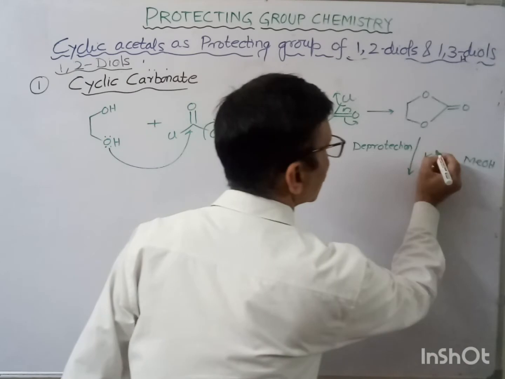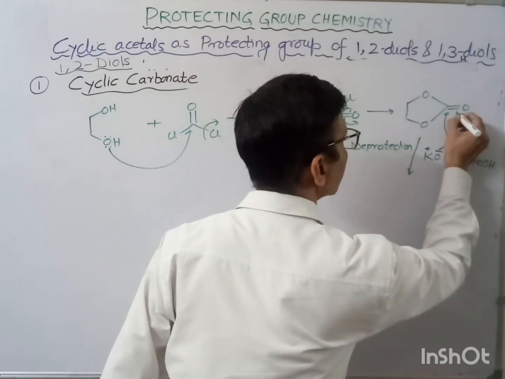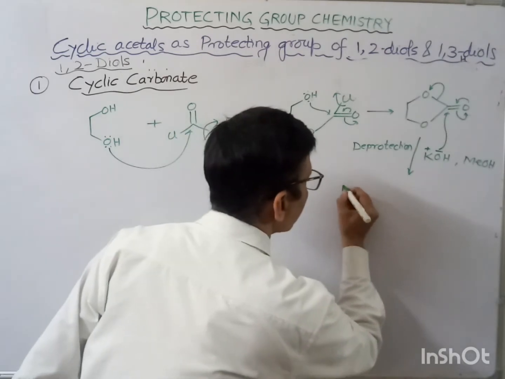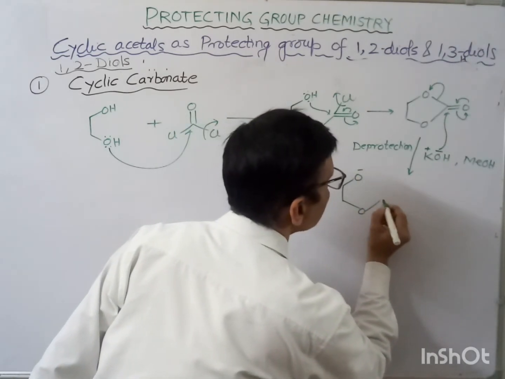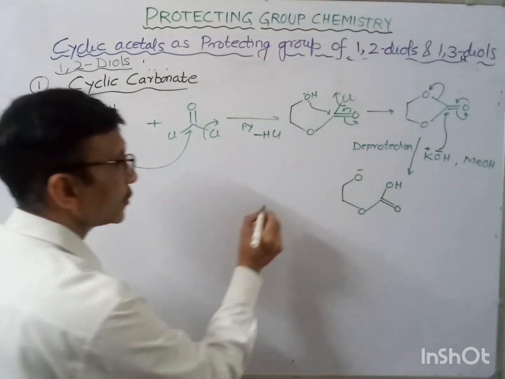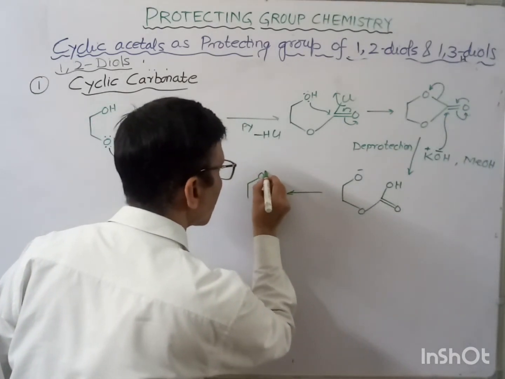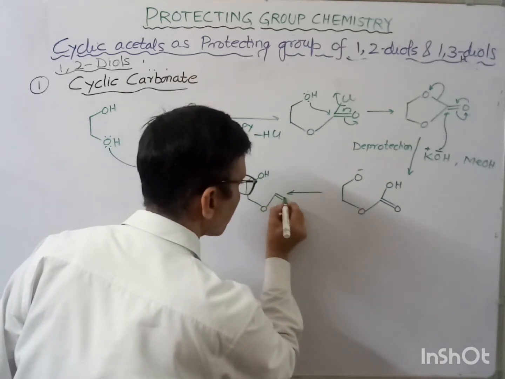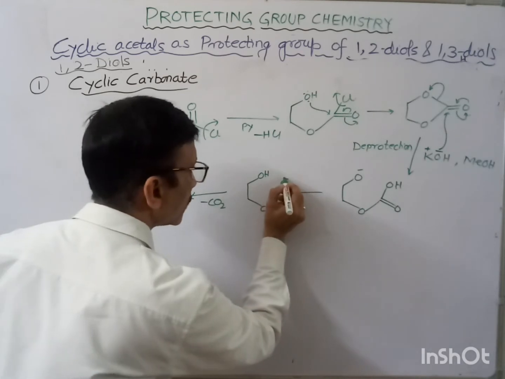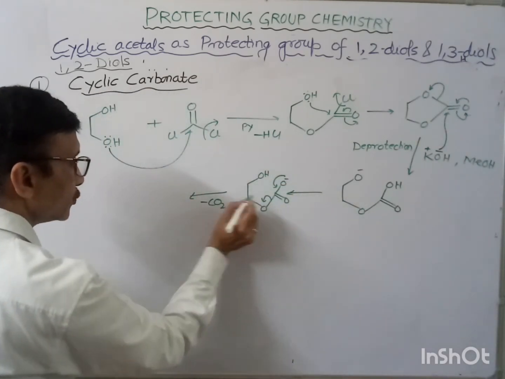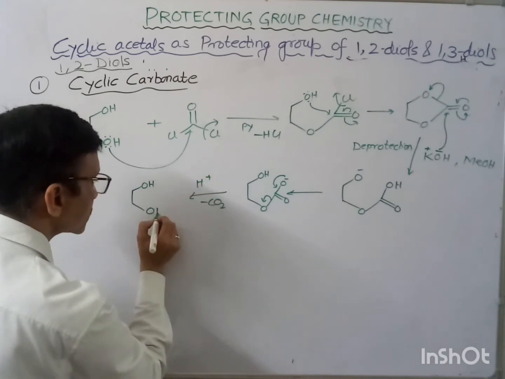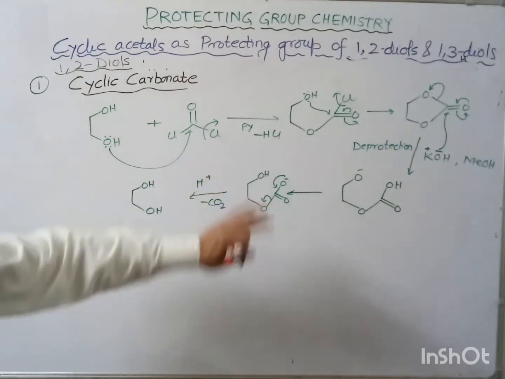So this OH minus is the nucleophile. In the next step, the CO2 is removed. So this will come over here and CO2 is removed from here, and what we will get is OH and this O minus, plus H plus, and this will be converted into diol. So this is the protection and deprotection step for this.